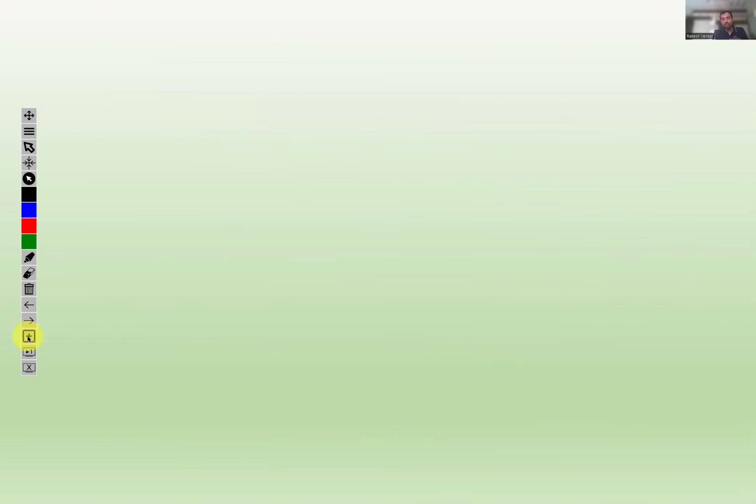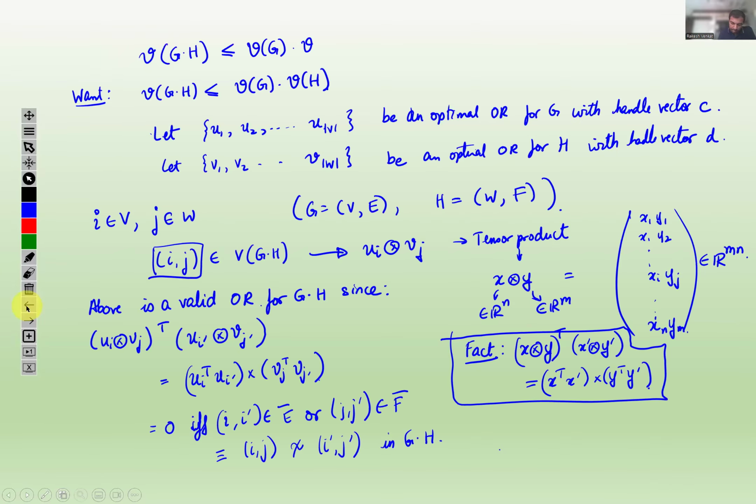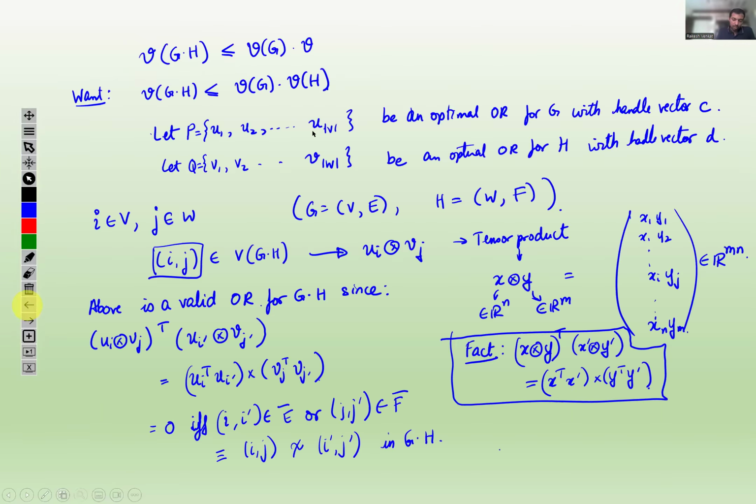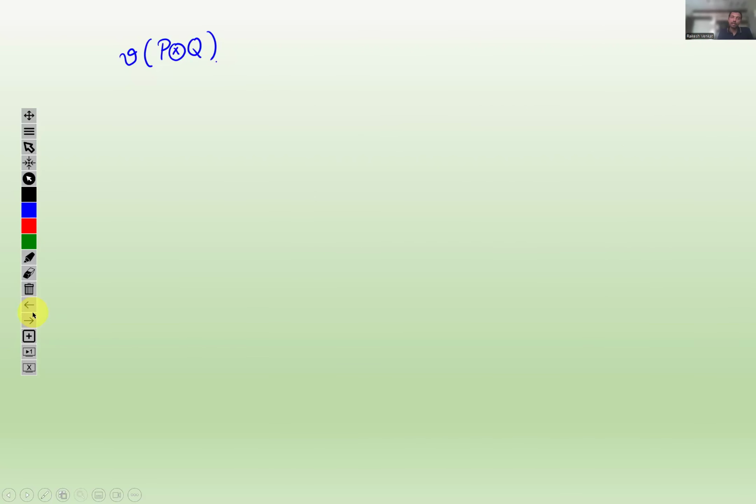Now, the second thing to show is what is the value of this orthonormal representation. So let me call these sets P and Q, the orthonormal representations for G and H. What I will do is look at the orthonormal representation I'm calling P tensor Q. P was the orthonormal representation for G, Q was the orthonormal representation for H. What is the value of P tensor Q?